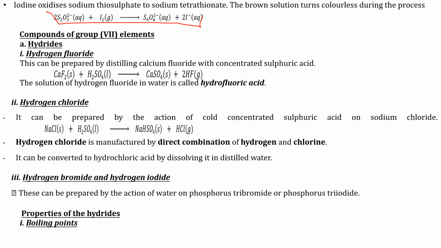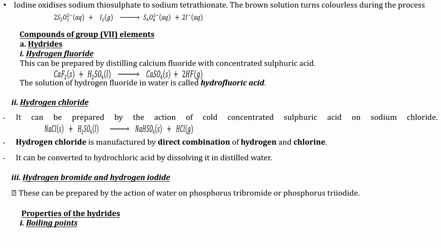The complicated ones, I told you, are the ones where you have three elements this side and three elements this side. Those are what we call redox equations. So in the next video we shall be looking at how we learn to balance them. So let's look at the compounds of group 7 elements. Then we start with how each of them is prepared.